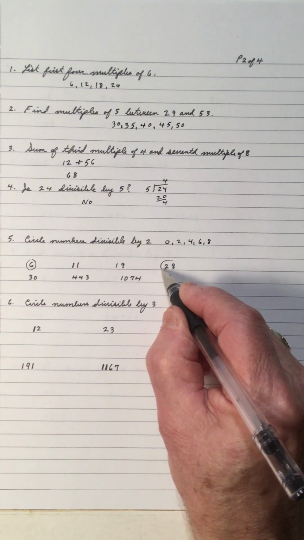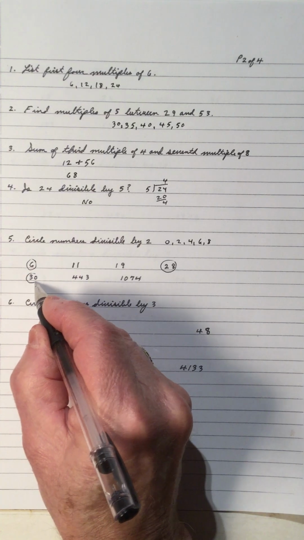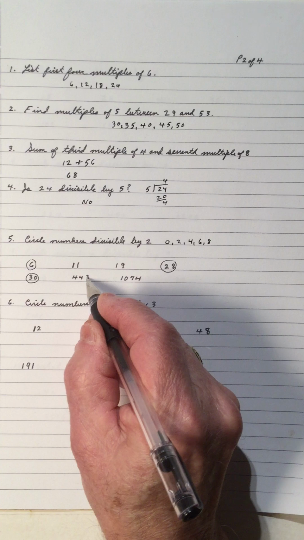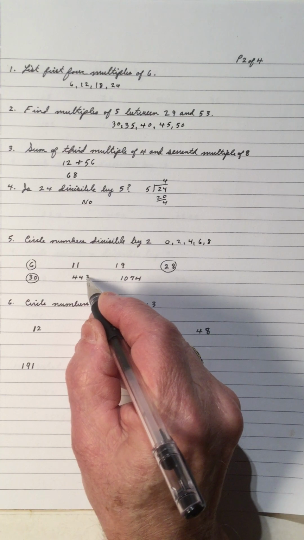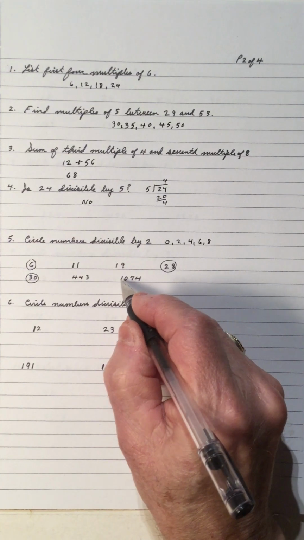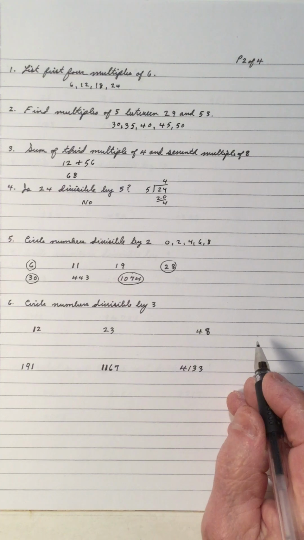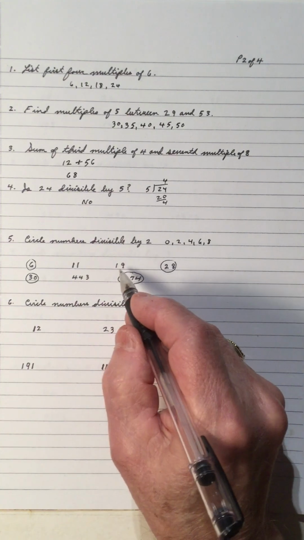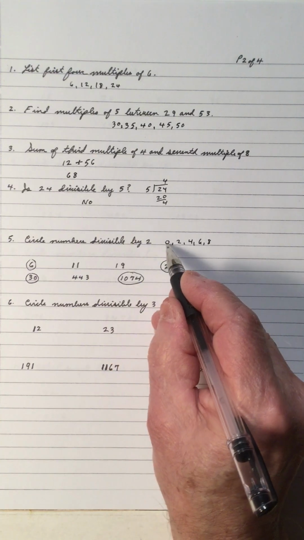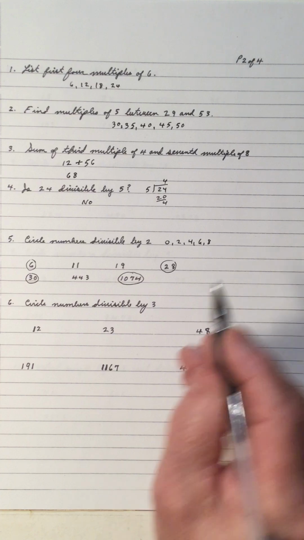28 has an 8 on the end, so it's divisible by 2. 30 has a 0, so it's divisible by 2. 443 has a 3 on the end, which is odd, not divisible by 2. 1074 has a 4 on the end, so it's divisible by 2. So if the unit digit on the right is 0, 2, 4, 6, or 8, it's divisible by 2.